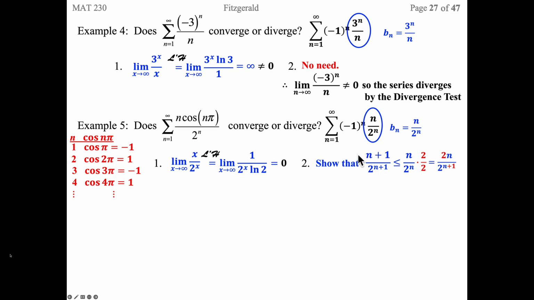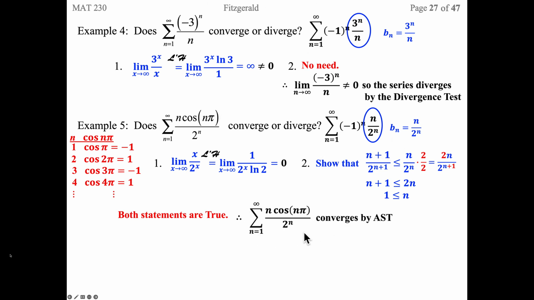So now n plus 1 is less than or equal to 2n. All right, well, okay, subtract over n from left to right. 2n minus n is going to give me 1 is less than or equal to n, or n is greater than or equal to 1, then it is now decreasing for all my n. So both statements are true. So therefore my original series converges by the alternating series test.